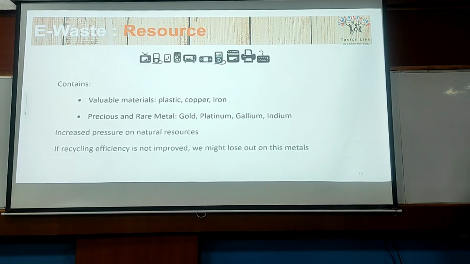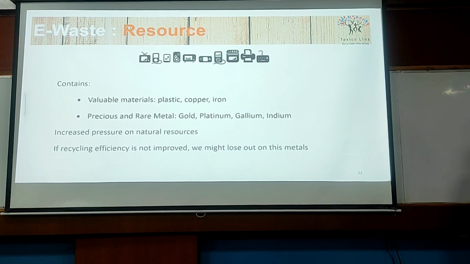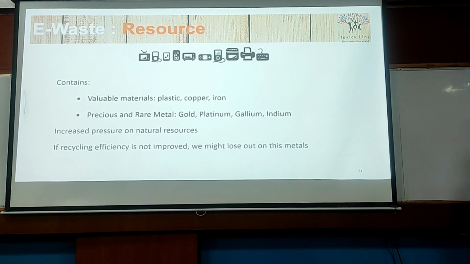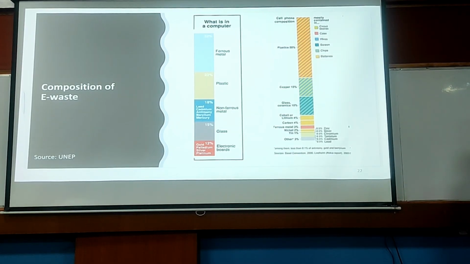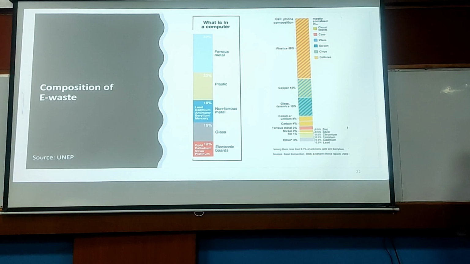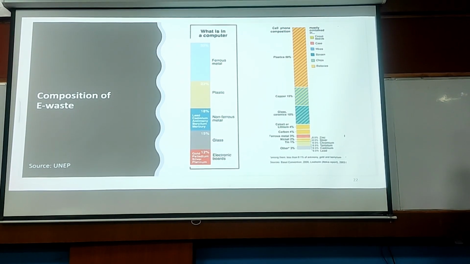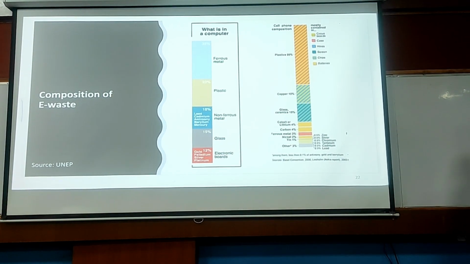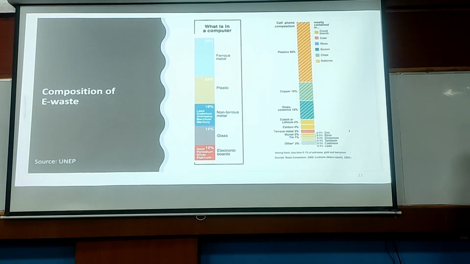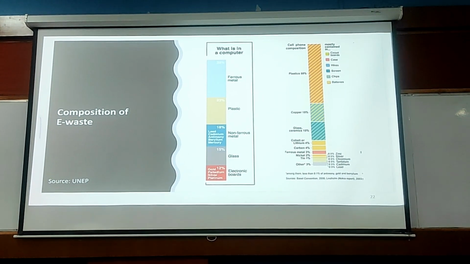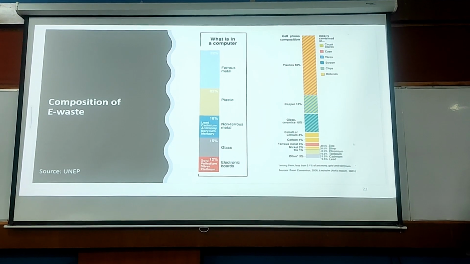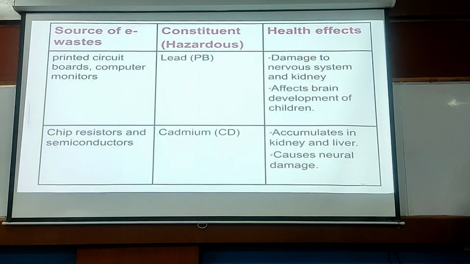So we have valuable material in it, that is plastic, copper, iron. Then we have gold, platinum, gallium, indium, and so on. If you see this picture, we can see the computer, which contains about 32% ferrous metal, 23% plastic, 18% non-ferrous, 15% glass, and 20% other metal, which could be gold and silver and things like that.